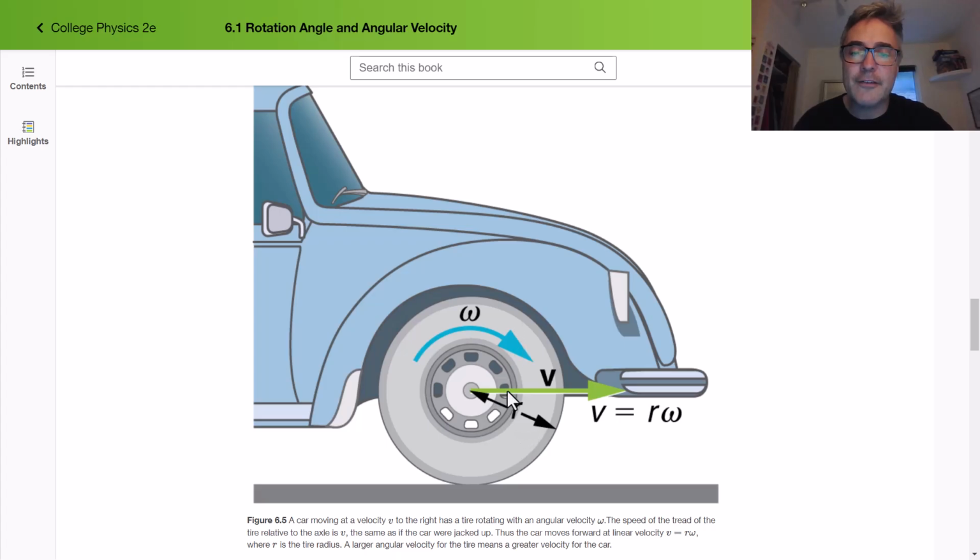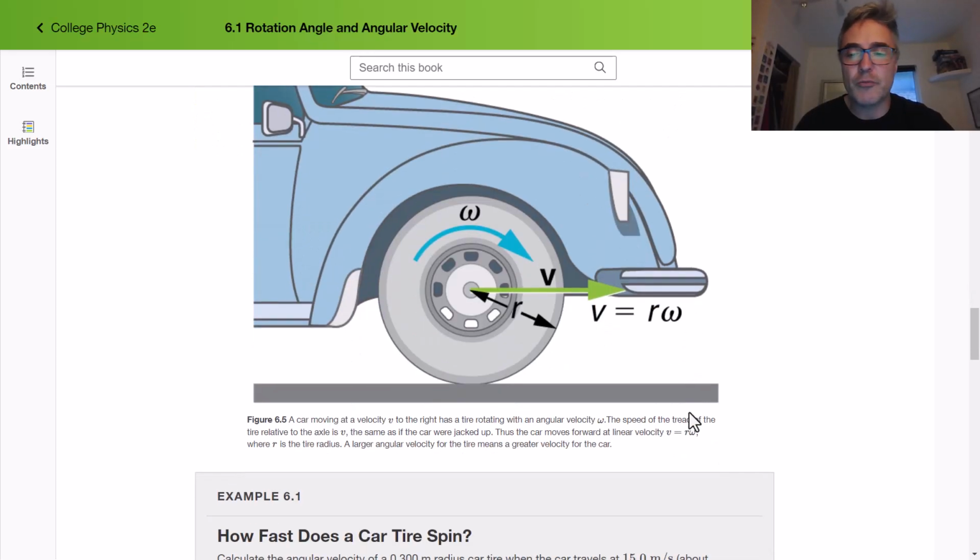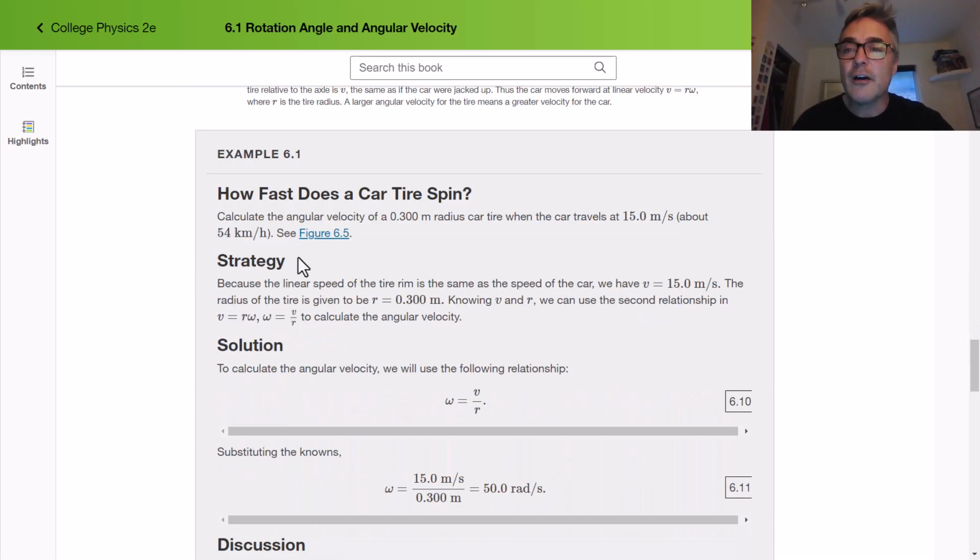And here we have a car. You can imagine the wheel has some angular velocity. Well, the outside of the wheel will have some speed relative to the axle, r times omega, where again, omega has to be measured in radians per second for this to work. How fast does the car tire spin?